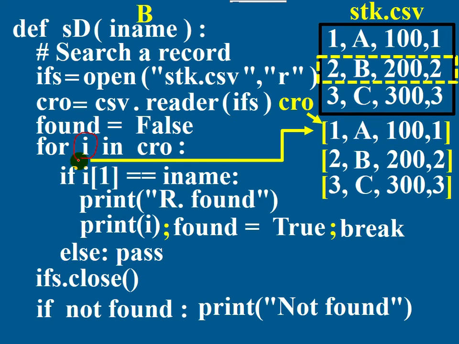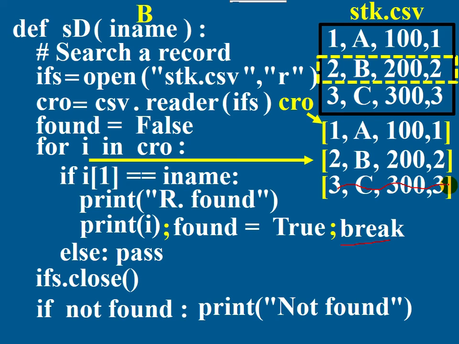Now i contains the second row of the CSV reader object. Now what is i[1]? This is i[0], this is i[1], B. So B equal to B, condition true, control comes inside. On the computer's monitor, you display the message record found. The details of the second row are displayed on the computer's monitor and found is made true. So now variable found becomes true because the search record is there in the CSV file, and because of break the remaining records will not be searched.